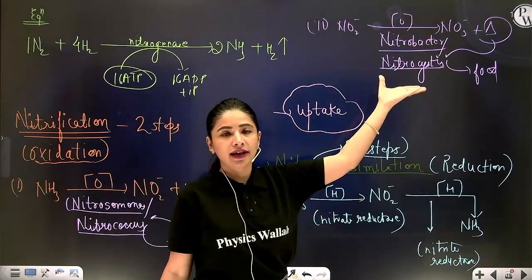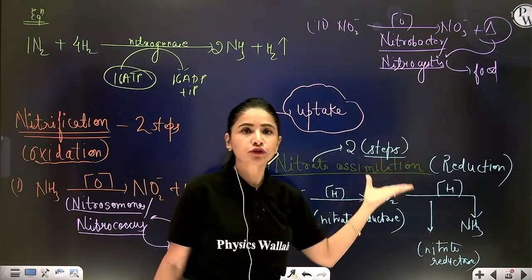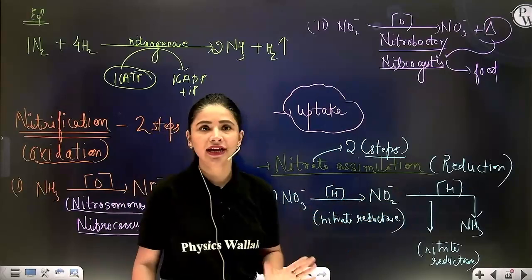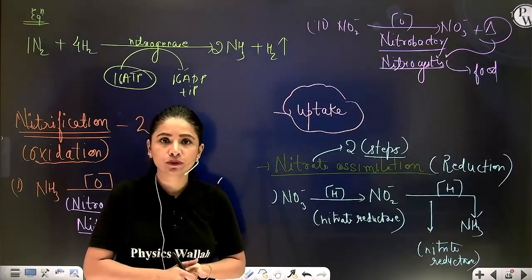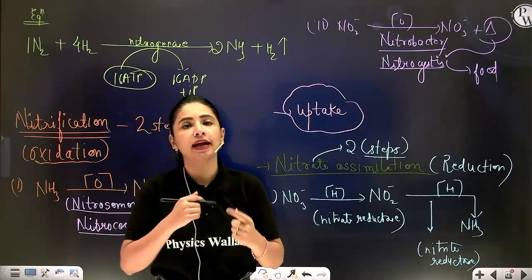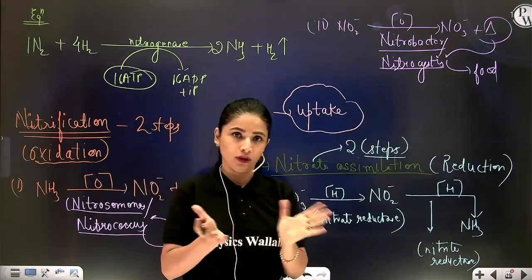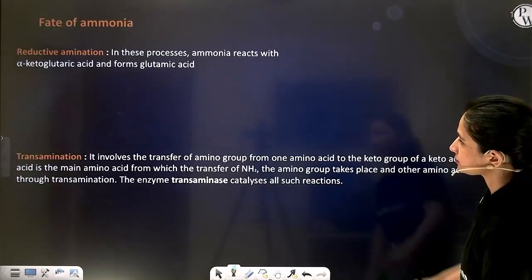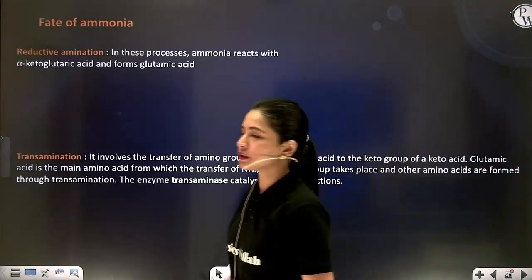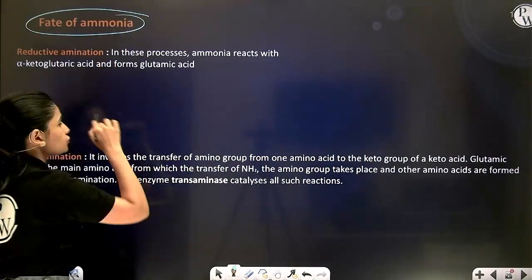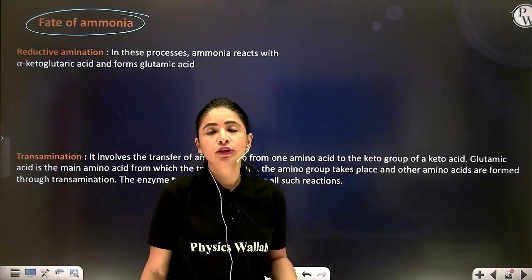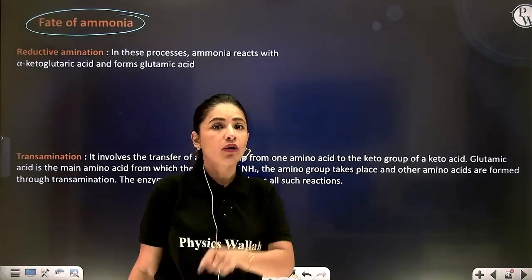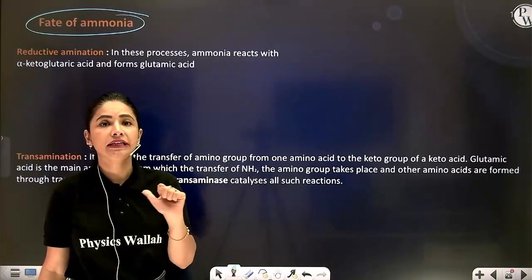Till nitrification, everything was happening in the soil. But after uptake, whatever is going to happen, it is going to happen inside the plant body. Ammonia is there. Now what are plant cells going to do? They are going to use this ammonia for their protein synthesis. Now let's see how plants will prepare protein out of it. That is called the fate of ammonia. Fate of ammonia means let's see what is in store for ammonia inside the plant body, and how it is going to be utilized for protein synthesis.